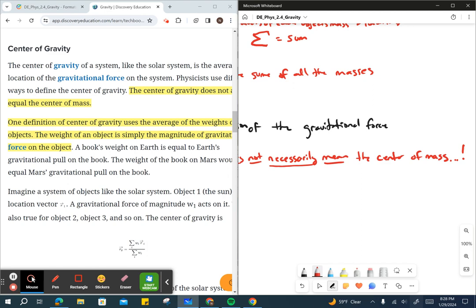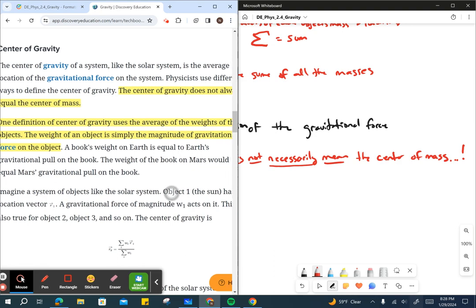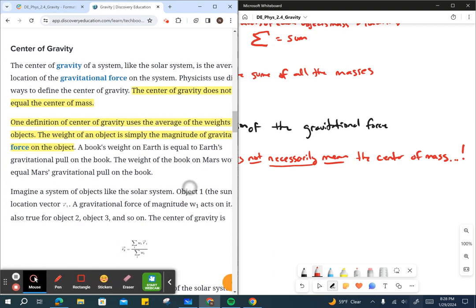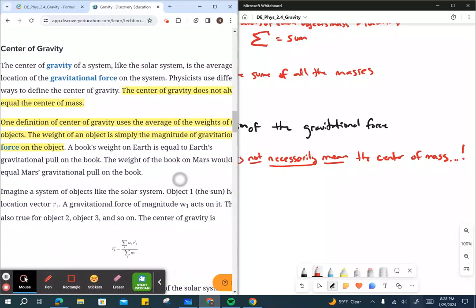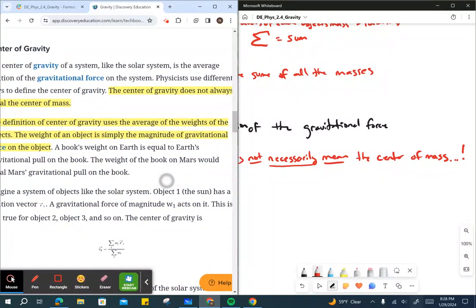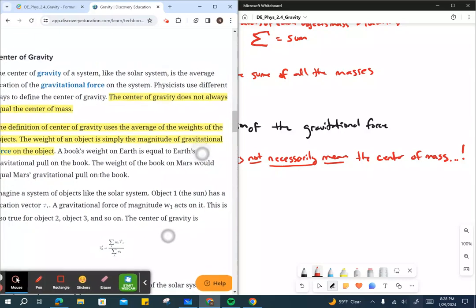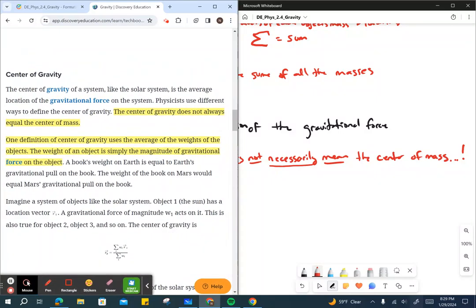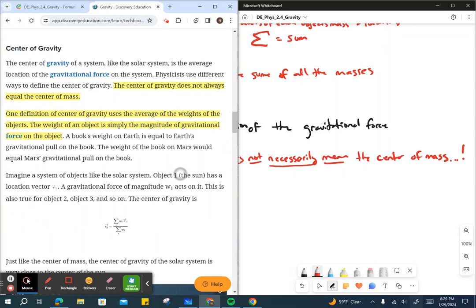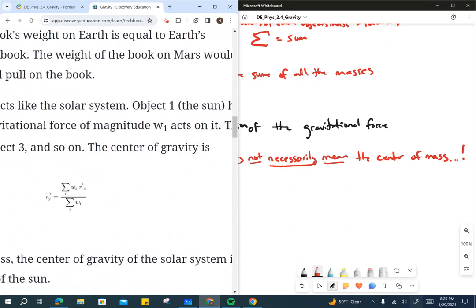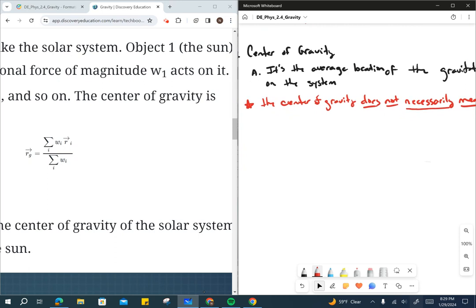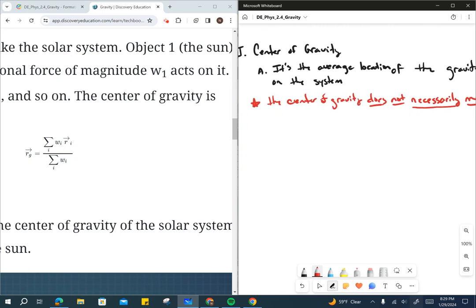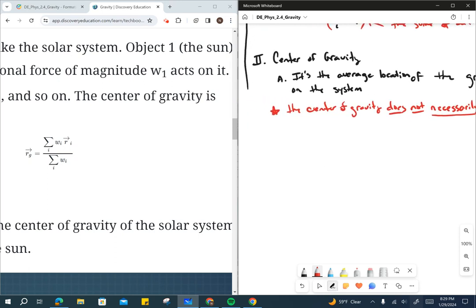So one definition of the center of gravity uses the average of the weights of the objects. The weight of an object is simply the magnitude of gravitational force on the object. Okay. I'll let you read a little bit here. But if I were to move down to the next section and drill down a little bit, the center of gravity, I have a formula for you here.